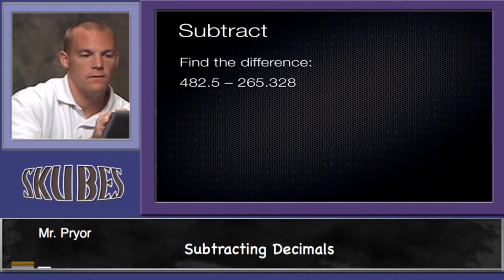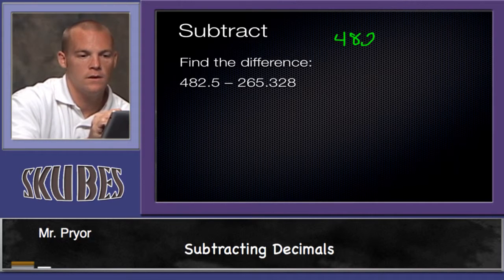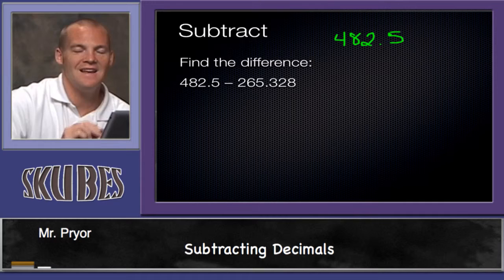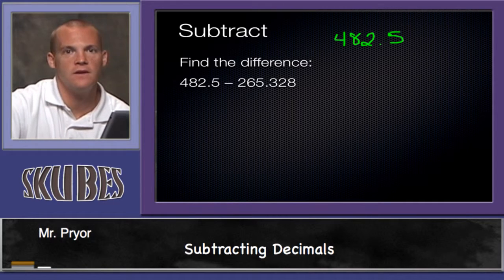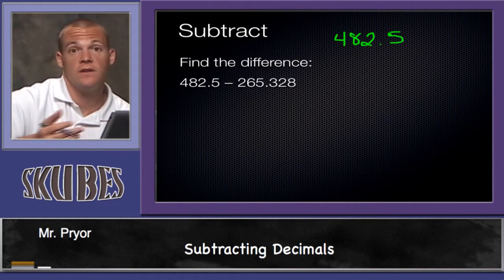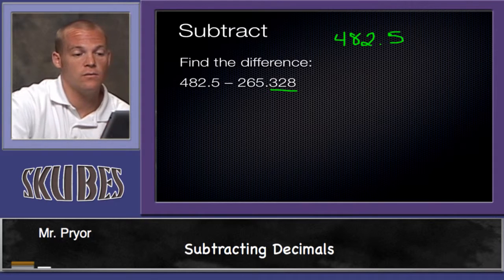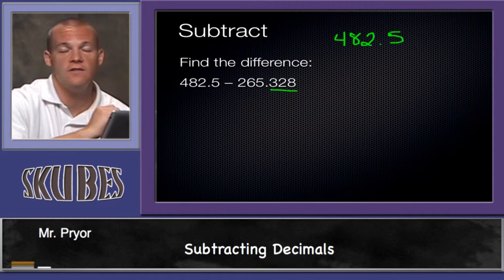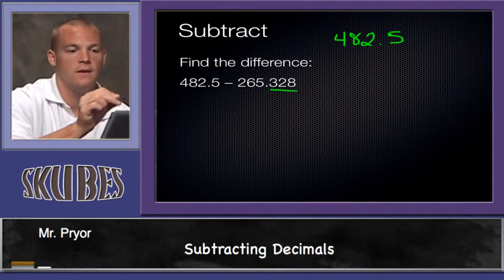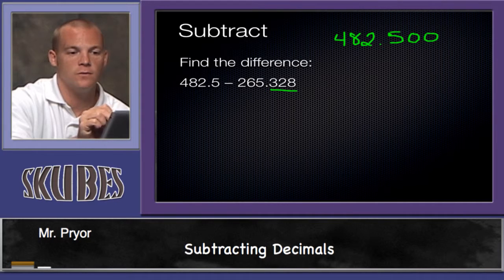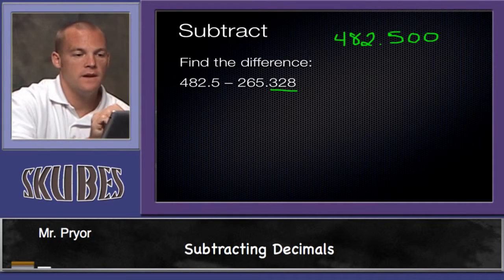So for instance, when I rewrite 482.5, I need to take that out to the same number of place values as the other number. Notice it goes out to 3 decimal places. 482.5 is only 1 decimal place, so I need to take that out to the thousandths place as well. Then I'm going to line up all my place values. So 265, line up my decimals, 3, 2, 8, okay?